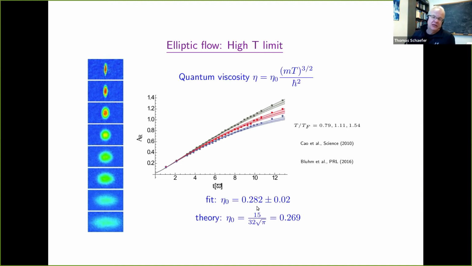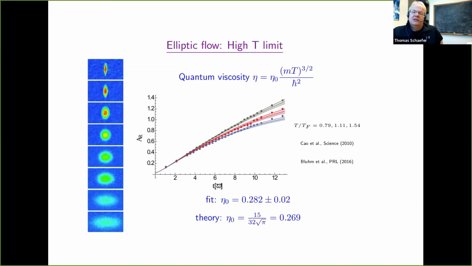And what is amusing is that it's the high temperature limit, so I can try to compare it to theory. And the theory prediction in that limit is 15 divided by 32 root pi. That works out to be 0.269. So you can see that these two numbers are within a few percent of one another. And I actually consider that kind of remarkable. There are not that many systems where you can really do a first principle, parameter-free calculation of some kind of transport coefficient, perform an experiment, and the two actually agree within a few percent. So that to me was pretty stunning, just how well that works.